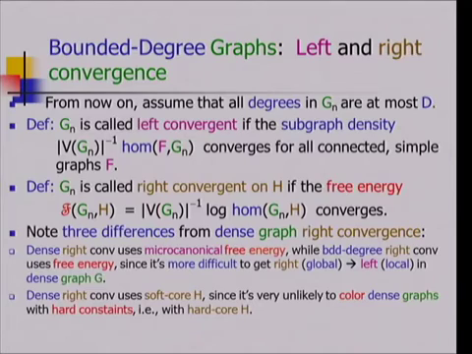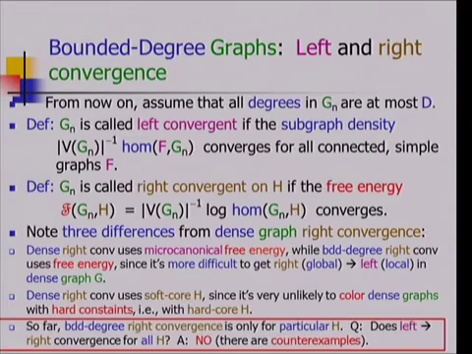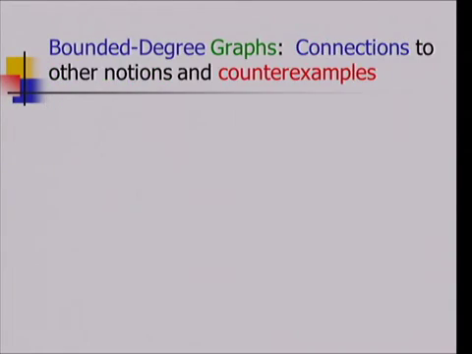However, I talk about right convergence on H. So here I have a particular H. A natural question is, does left convergence imply right convergence for all H, as it did in the dense case? And the answer is no. There are counterexamples, which I'll give you in a couple of slides. It's actually pretty obvious that there are going to be counterexamples when you start to think about it.